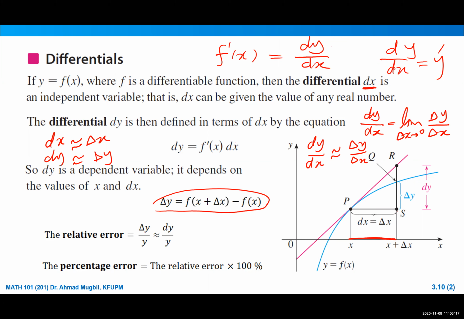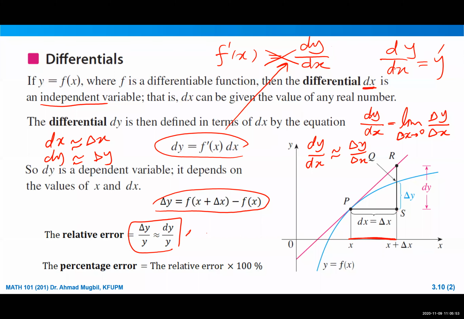Because of that, you can think about dx like an independent variable. So you can cross multiply both sides to have this. Now this is delta y, approximately. This is what is called the relative error. So we have two differentials, dy and dx. dy depends on the derivative and on dx, but dx is independent. The relative error, Shabab, is just delta y over y. The percentage is this one multiplied by 100%. We will have some exercises about this, and you already had some in the lectures.